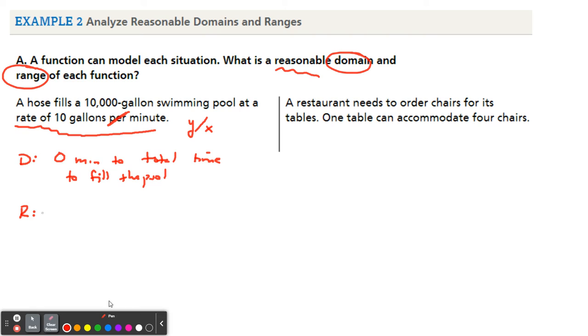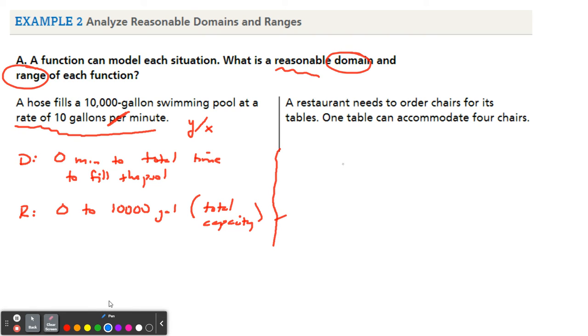Now the range is now going to be how many gallons are in the pool. So of course, you start at 0 gallons, and you're going to go till it's full. Well, this is a 10,000-gallon swimming pool, so we're going to go to 10,000 gallons. And again, we stop at 10,000 because that is the total capacity for this swimming pool. Capacity is how much something can hold. And there we go. So there's our first one.